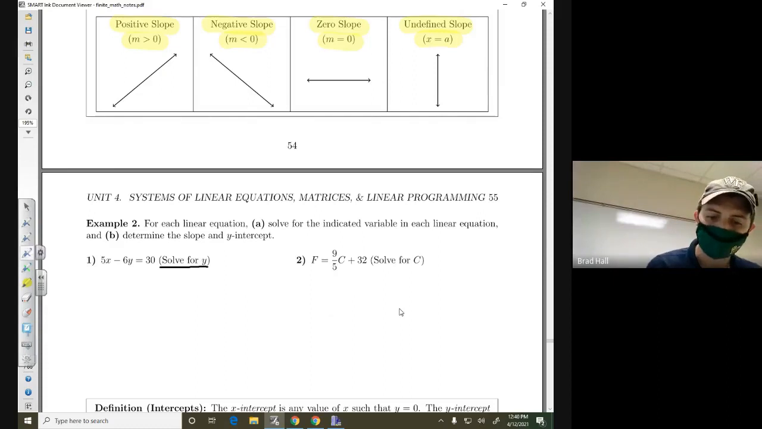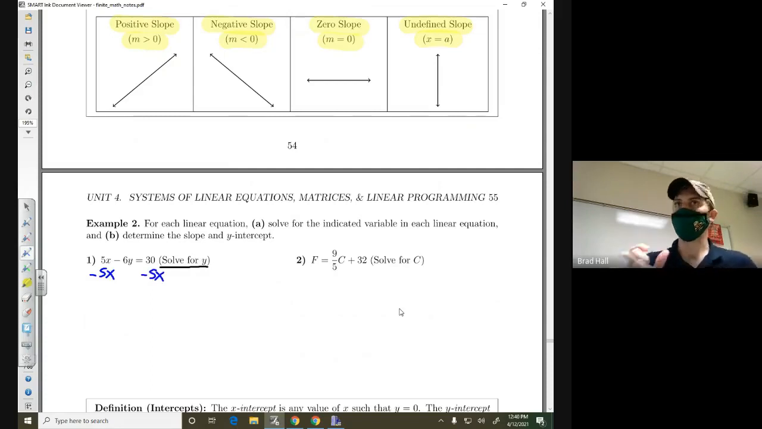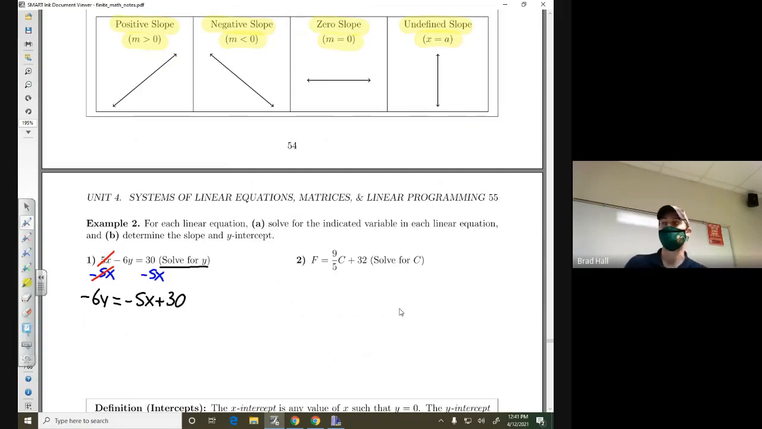In a problem like this, how do we do that? Well, we would subtract 5x from both sides. The reason why, we're trying to get y by itself, so we work from the outside in. Cancel, cancel. Negative 6y is equal to negative 5x plus 30. Yes, that is plus 30, because 30 was positive. And we're keeping it in this form to be consistent with mx plus b. But we're not done, because y is not fully solved for.